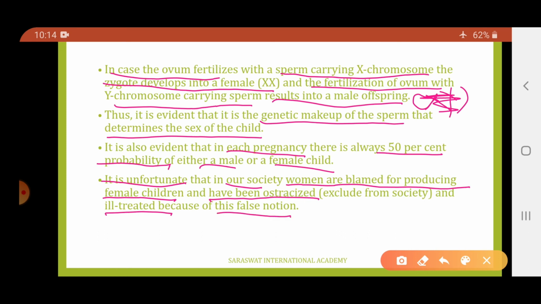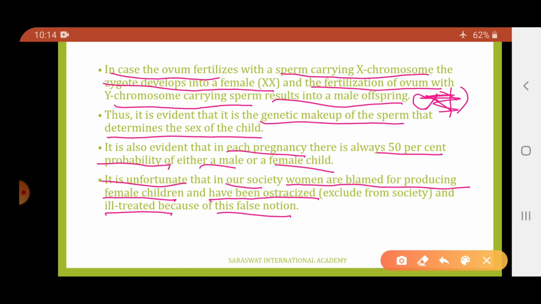See students, through this we came to the conclusion that it is the sperm which fertilizes the egg that decides the sex of an individual, right. Suppose if an X carrying sperm fertilizes the egg, it will develop into a female, and if a Y carrying sperm fertilizes the egg, it will develop into a male. So basically it is the genetic makeup of the sperm which decides the sex of a child.